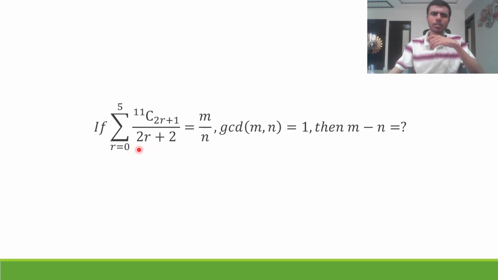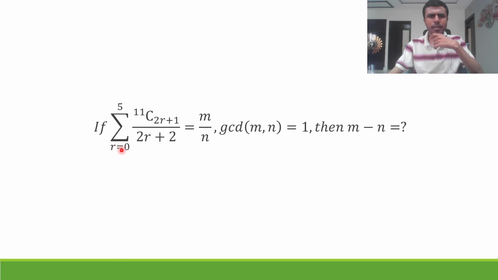Now just look at this question. Sigma r runs from 0 to 5, 11c 2r plus 1 by 2r plus 2 is equal to m by n. That means we'll get a fraction over here and GCD of m and n is 1. That means it should be simplified. If possible we need to simplify it. Then what is the value of m minus n? If I'm not wrong, yes, this is an integer type question, so our answer should be an integer. Fine. Now this is what we are given.